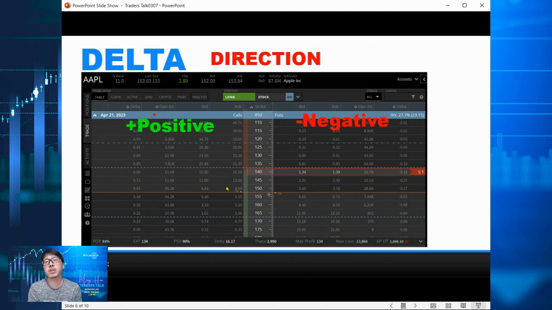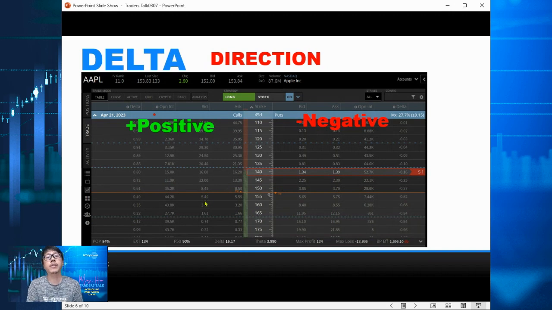Okay, then of course the next thing is always direction. If you guys know options, calls and puts, then of course, if you buy a call, you want the stock price to go up. That is the upward direction. If you buy a put, you want the stock price to come down. That is a downward direction. Okay, so delta is similar.